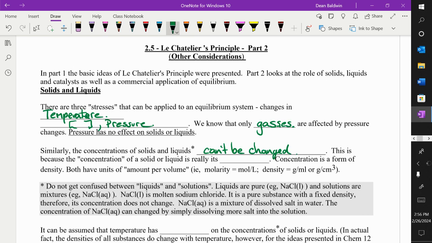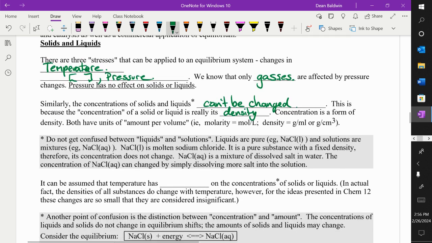And the reason, okay, look, this has a caveat, but really, when you're talking about concentration, it's moles per liter or something per volume, right? And when you're talking about solids and liquids, you're really talking about the density of them. Now, you can change the density if you heat things up a lot and put them under pressure, but they are such small changes, we assume, for the purposes of our chemistry class, that there is no change. So for us, we are not changing the density of solids and liquids.